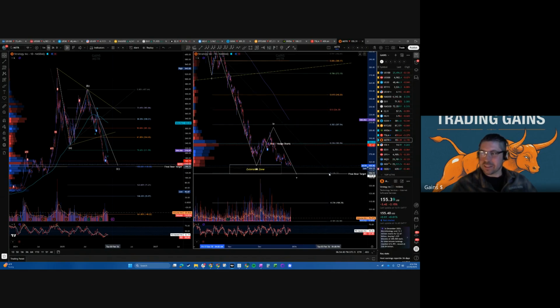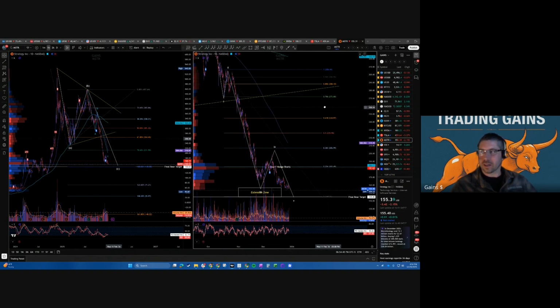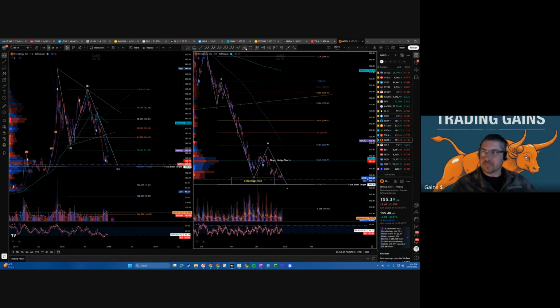Anyways, I think we'll probably see something like this, where if we do hit this final target down here, more than likely you'll see some sort of consolidation, maybe a retest of this triangle that it got broken down out of, and that would be more than enough to exit MSTU.